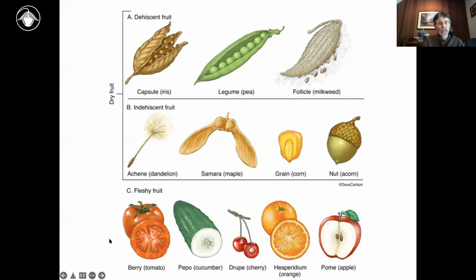There are many cases of the evolution of fleshy fruits, of course. Berries are basically just fruits where all the walls of the fruit are fleshy, including the innermost wall of the fruit.